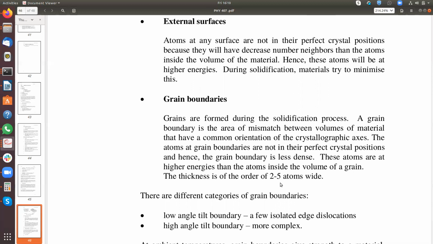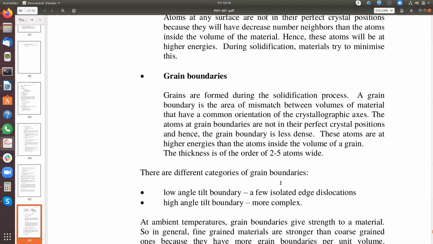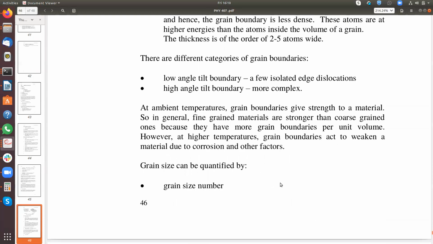There are different categories of grain boundary. We have the low-angle tilt boundaries, that is a few isolated edge dislocations. We have the high-angle tilt boundary, which is more complex. At ambient temperature, grain boundaries give strength to a material. So in general, fine-grained materials are stronger than coarse-grained ones because they have more grain boundaries per unit volume. However, at higher temperatures, grain boundaries tend to weaken a material due to corrosion and other factors.